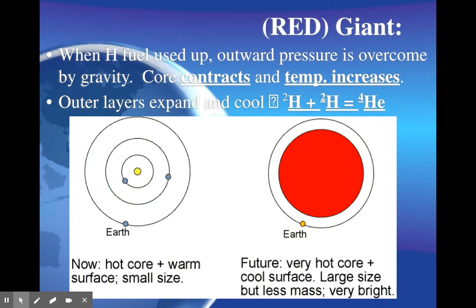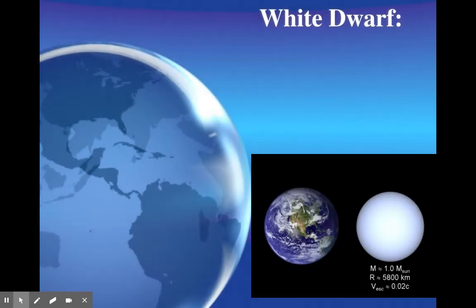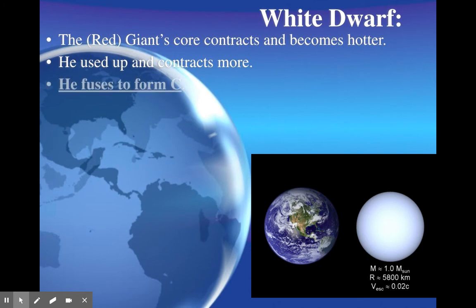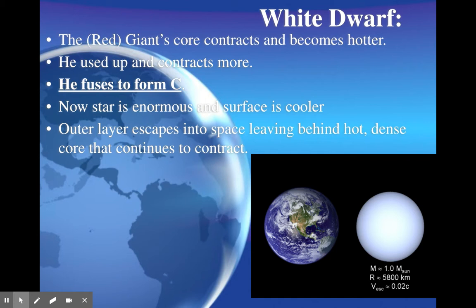So then those outer layers, when that outer layer is released, that red giant is going to release its outer layers, and that's called a level 1 supernova. And then what's going to be left over is something called a white dwarf. After the red giant's core contracts and becomes hotter, all the helium's used up, that outer layer moves away, and the helium fuses to carbon. And basically now the star is incredibly small.